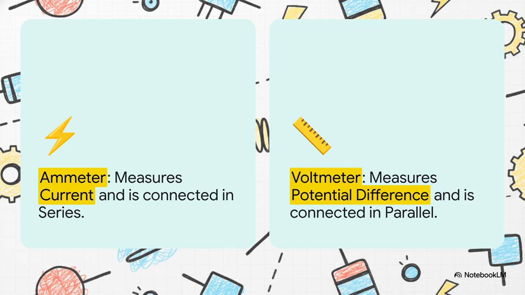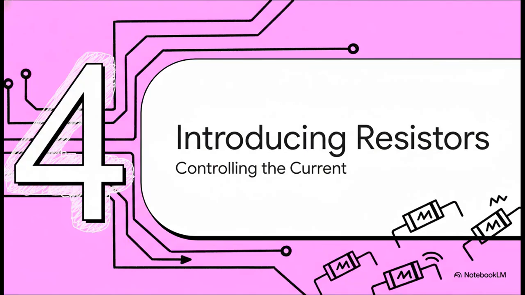To do that, you have to place it in series, basically sticking it right into the path of the current, like a water meter in a pipe. But the voltmeter, that measures potential difference, which is more like the electrical pressure. So you connect it in parallel on either side of a component to see the difference between the before and after.